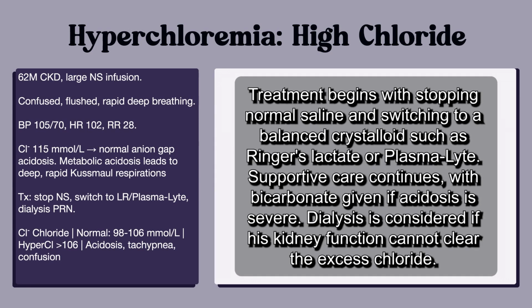Treatment begins with stopping normal saline and switching to a balanced crystalloid, such as Ringer's lactate or Plasma-Lyte. Supportive care continues, with bicarbonate given if acidosis is severe. Dialysis is considered if his kidney function cannot clear the excess chloride.